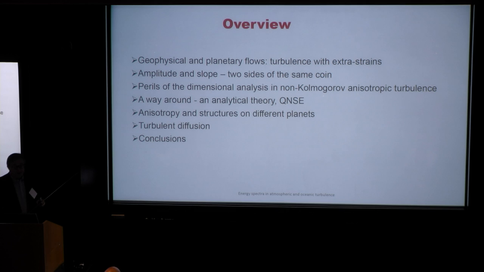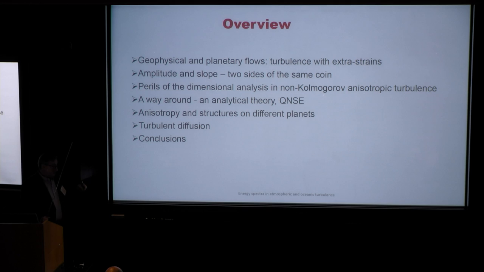All the geophysical and planetary flows have one underlying, very important distinction. They are all subject to extra strains. Extra strains are strains which act on turbulence in addition to the basic shear. It may be stable stratification or rotation or beta effect, which is the gradient of the Coriolis force, magnetic fields, streamline curvature, and so on. They affect turbulence in a non-trivial way. An important thing about this is that when you have this anisotropic extra strain, turbulence becomes anisotropic itself. Also, they introduce waves into the picture, which brings additional complication.